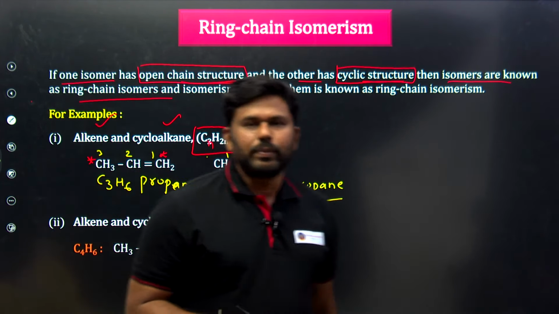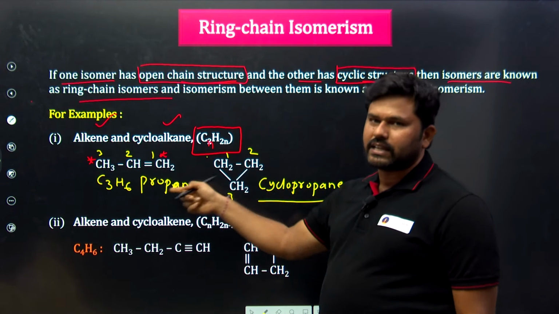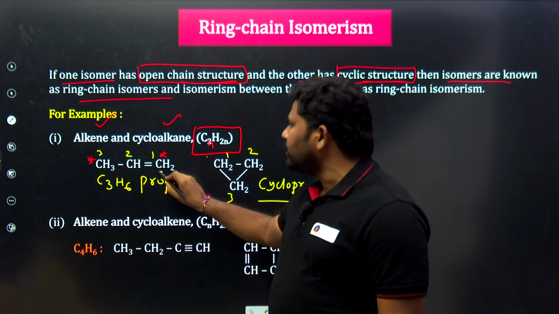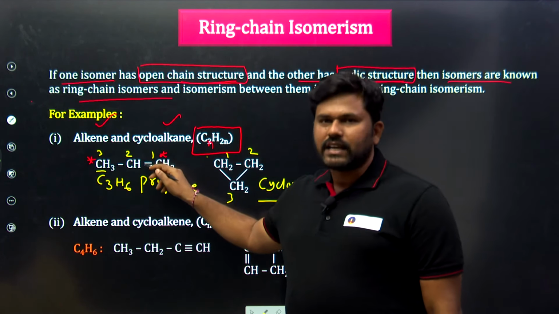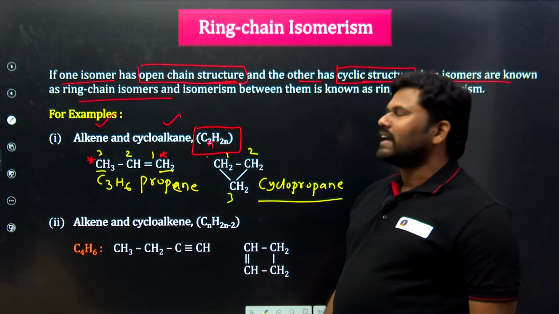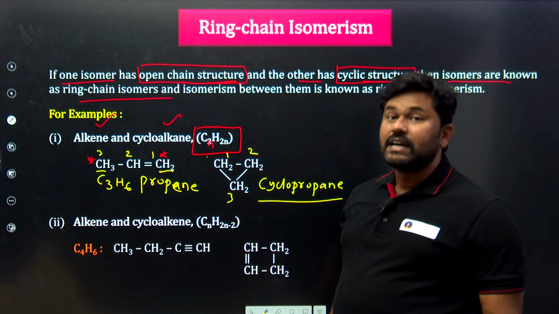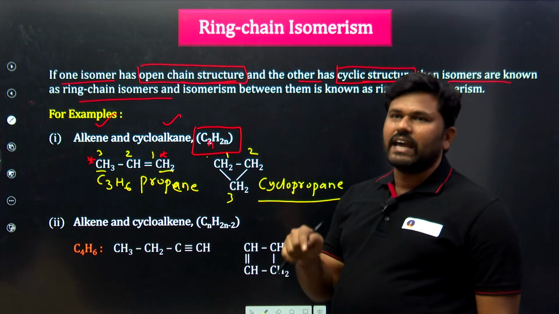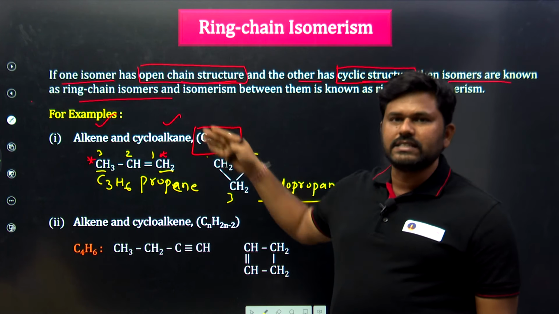Propene and cyclopropane are collectively called ring chain isomers. One is a ring, one is a chain. Chain means it has terminal end carbons. One is a ring and the other is a chain, so these are called ring chain isomers. Example: alkenes and cycloalkanes. Cyclic means rings. This is the first example for ring chain isomerism.